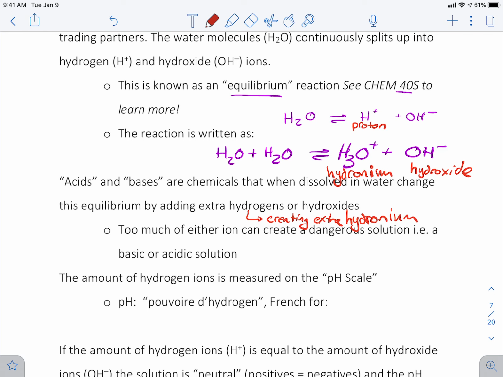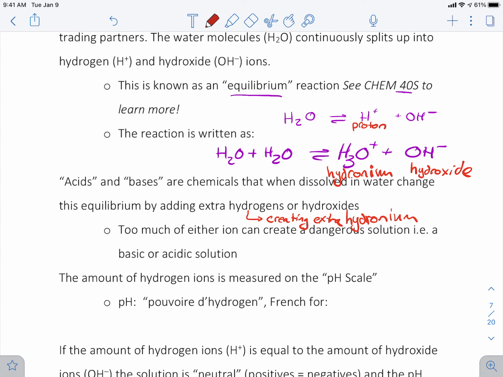Too much of either ion can create a dangerous situation, whether it is a basic or an acidic solution. Your body's chemistry depends on there not being an imbalance in the water, well, to a certain point. If your body's water supply is pushed beyond a certain range, so that there is too much hydronium or too much hydroxide, you essentially die. That's acidification of your blood. It's a really rare condition, but it is a very dangerous one.